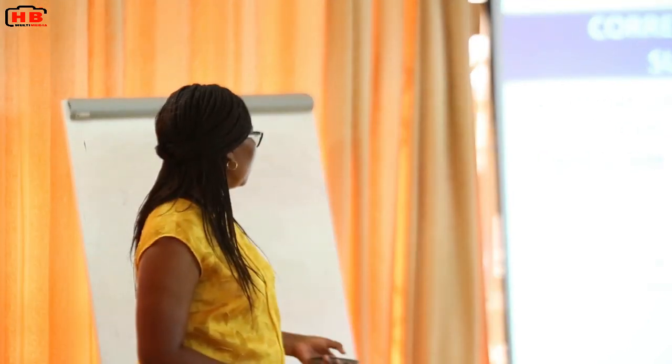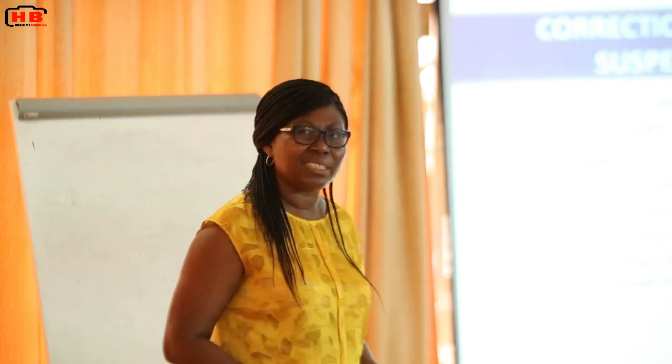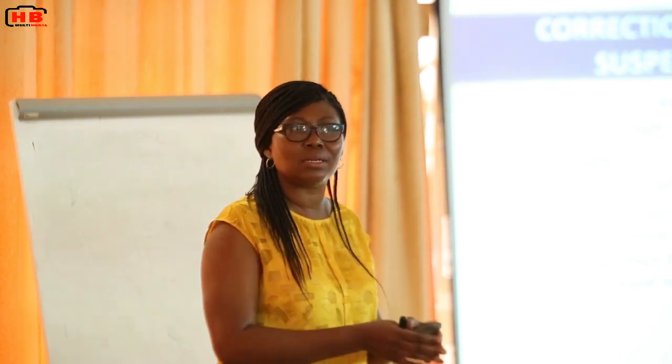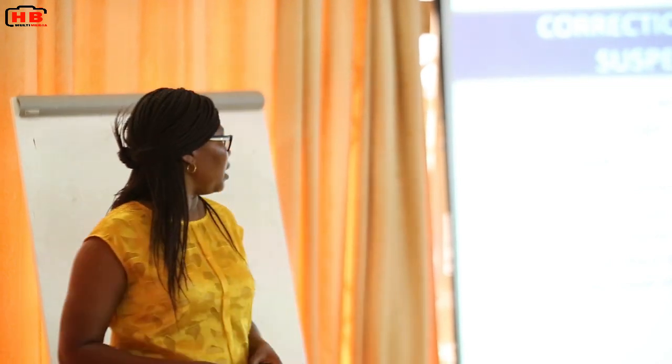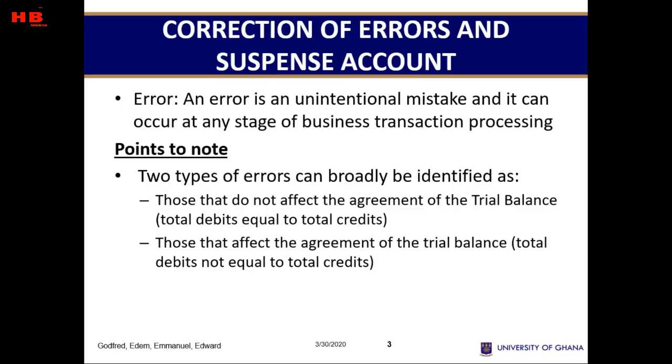What we must note is that there are two types of errors. There are some errors which could result in the trial balance not agreeing, and others which do not necessarily affect the agreement of the trial balance. If the mistake occurs, the trial balance will still balance irrespective of that mistake. And so going forward, we'll look at these two broad categories of errors, those that affect the trial balance and those that do not affect the trial balance. Then we would also look at the implication and how we can rectify them in the financial records.